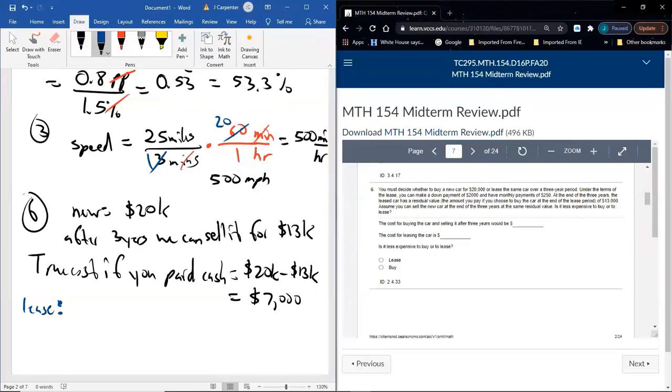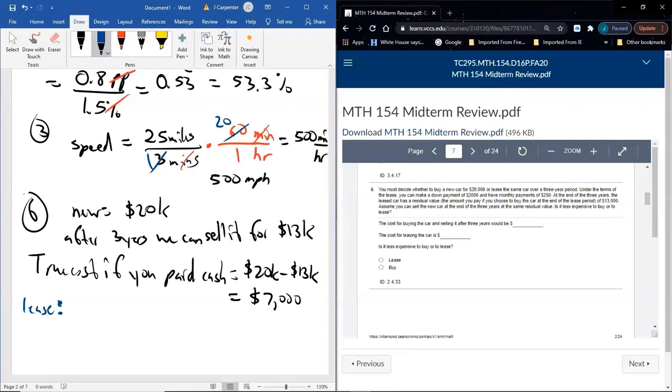But when you lease a car, it's not actually yours. You're just borrowing it. That's all you're really doing. And again, there are some contingencies under the borrowing contract that you can't drive it too far. You can't modify it. You can't put new 20s on the tires or anything like that.